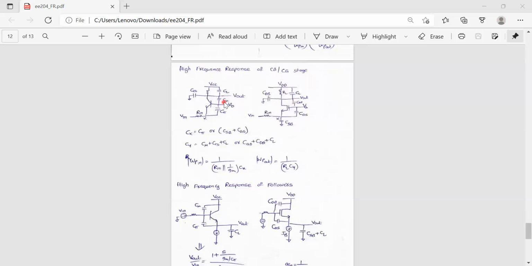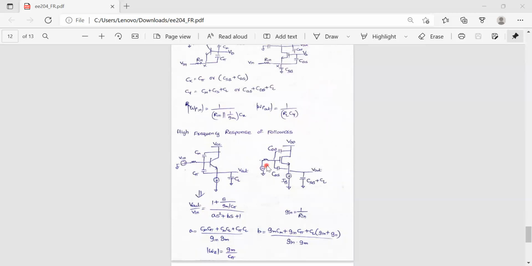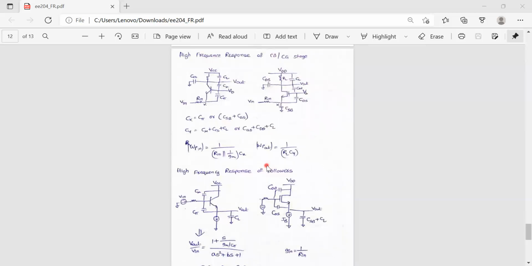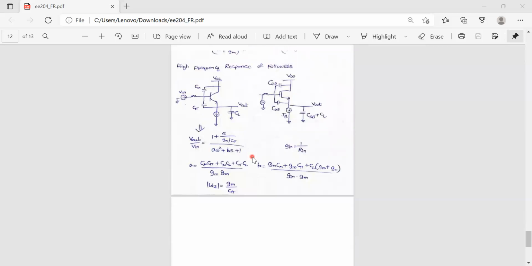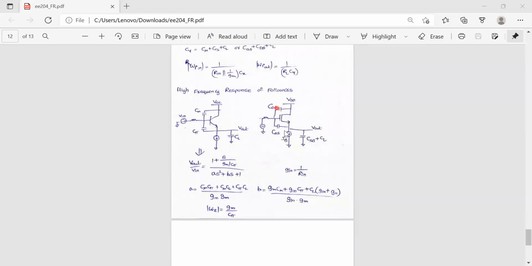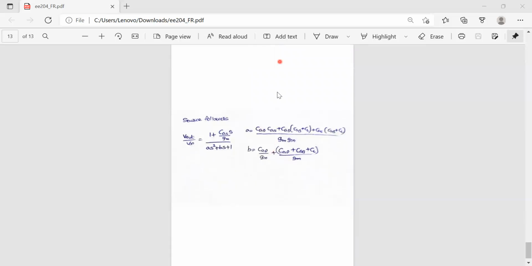For different configurations like common base, common emitter, and common source, we can find omega p for poles at input and output using a similar technique. These are the values for emitter followers and source followers. Okay, let's stop this here.